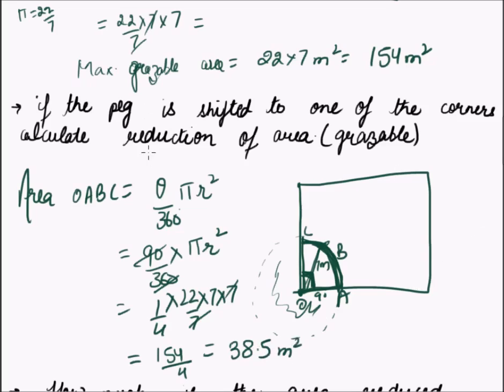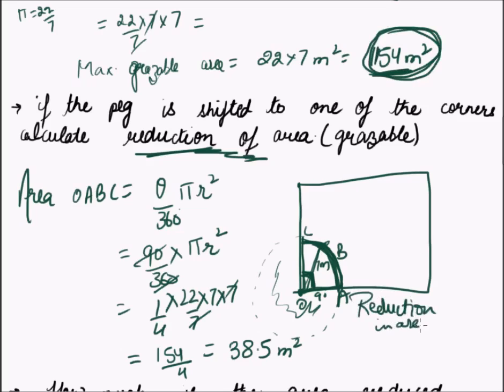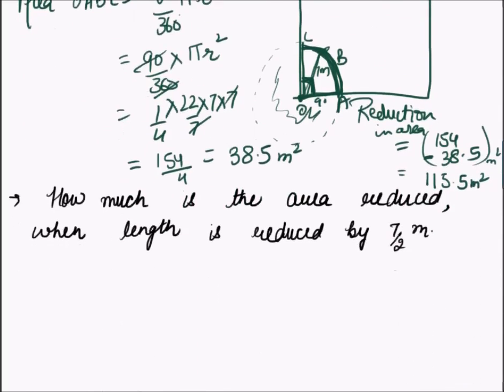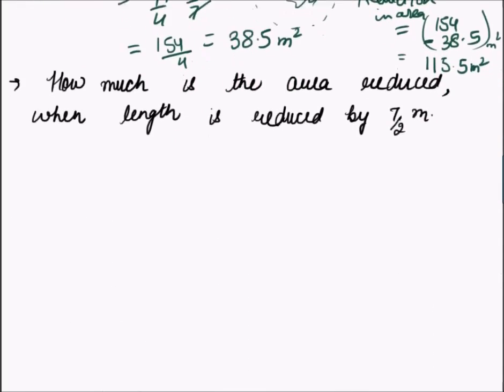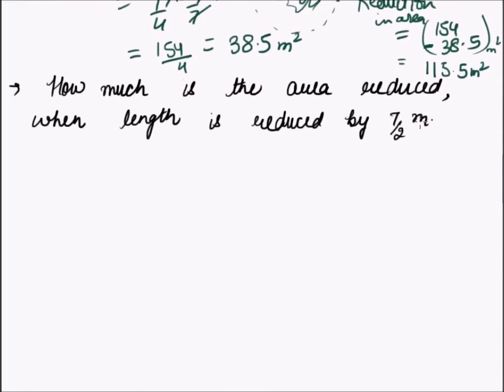Now we have to calculate the reduction in area. The original area of the total circle was 154 meters squared. So the reduction in area is 154 minus 38.5 meters squared, which is 5.5 meters squared. Now the third part of this question says, how much is the area reduced when the length is reduced by 7 by 2 meters?